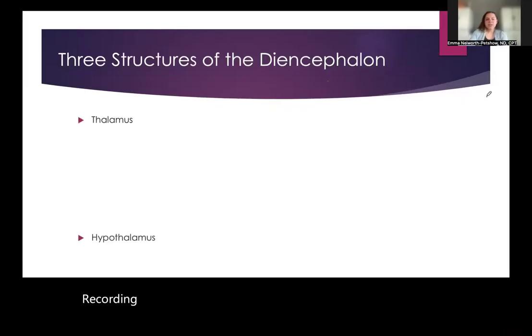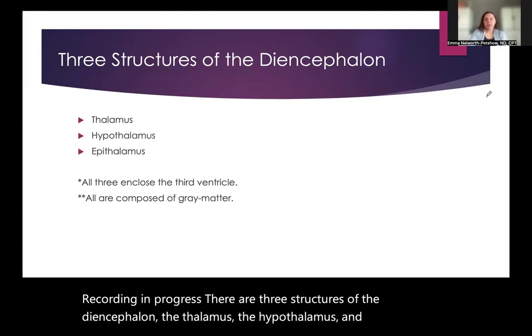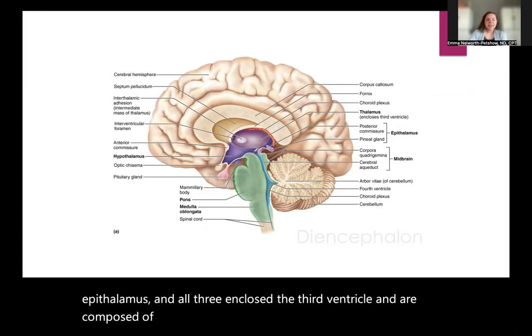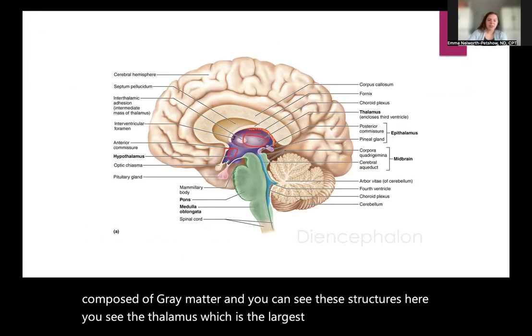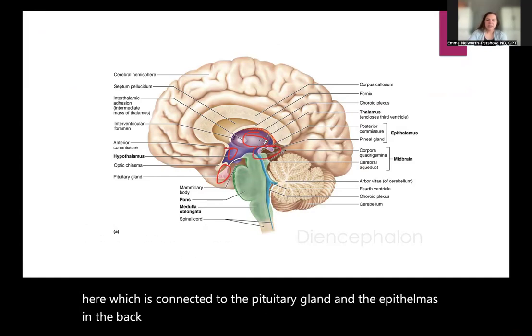There are three structures of the diencephalon: the thalamus, the hypothalamus, and the epithalamus, and all three enclose the third ventricle and are composed of gray matter. And you can see these structures here. You see the thalamus, which is the largest, the hypothalamus up here, which is connected to the pituitary gland, and the epithalamus in the back, which has the posterior commissure and the pineal gland.